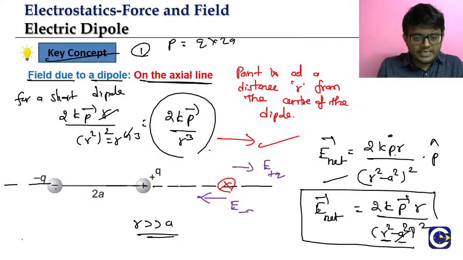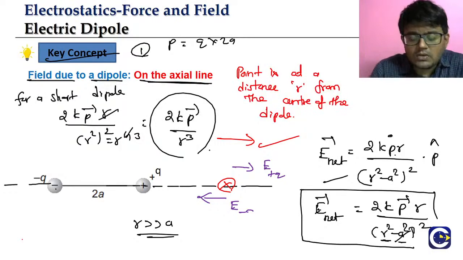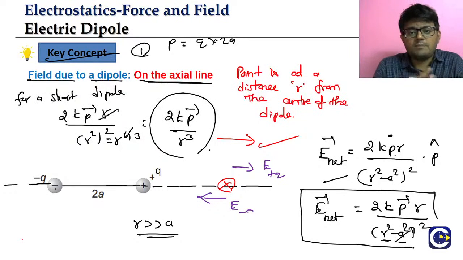If you take a point on the axial line at a distance r from the center of the dipole, the value of the electric field developed there is 2k p bar by r cube for a short dipole. For a normal regular dipole, the formula is 2k p bar into r by r square minus a square the whole square. Okay, we need to remember these two formulas.